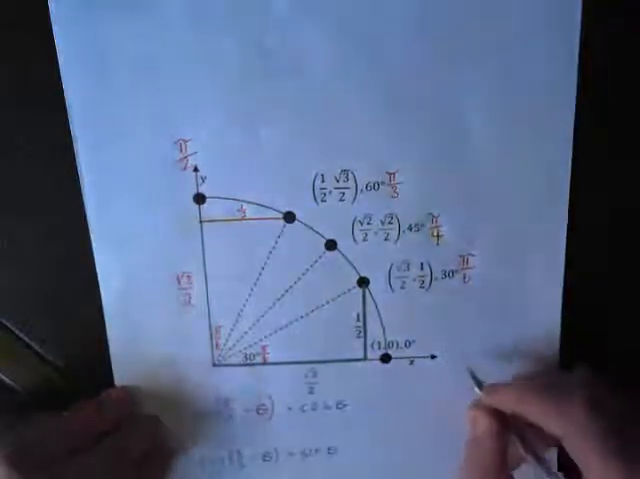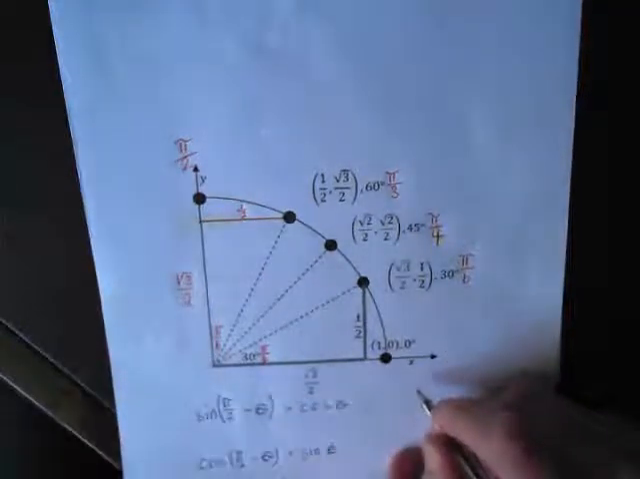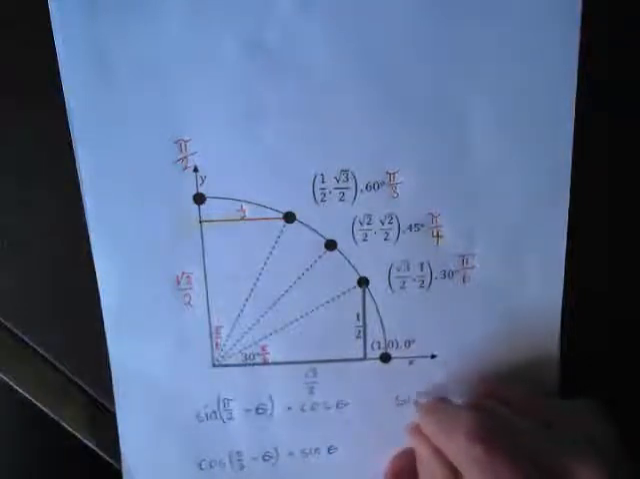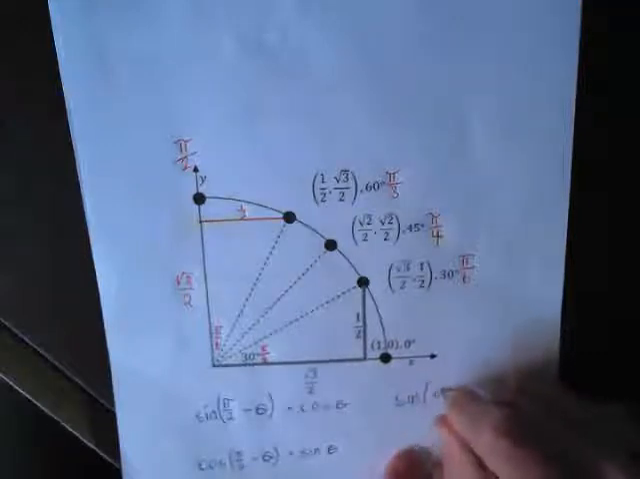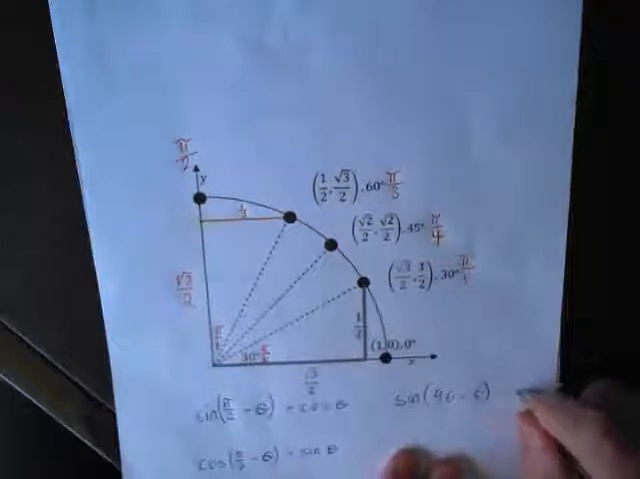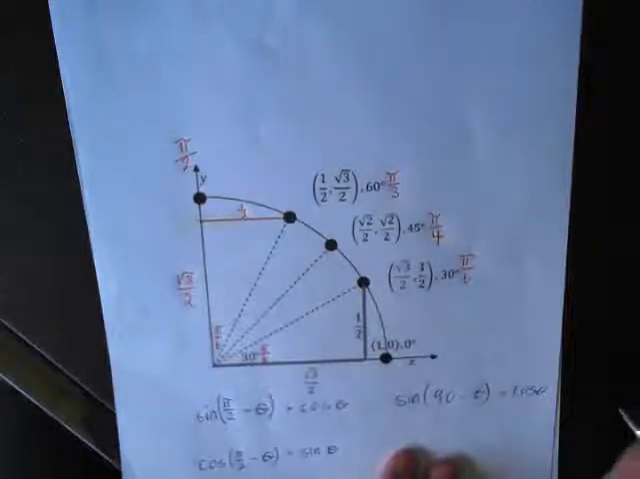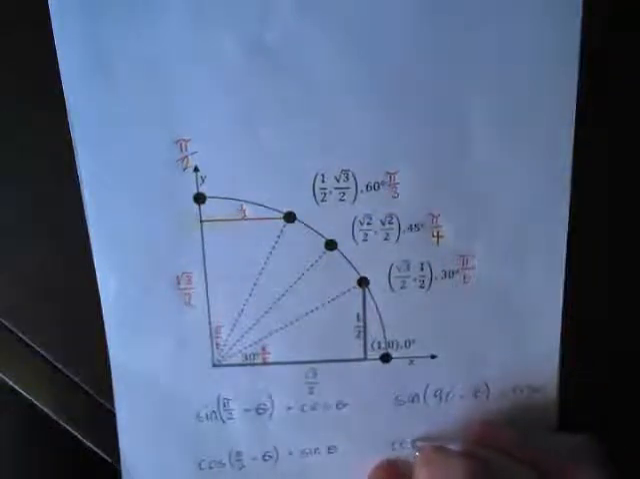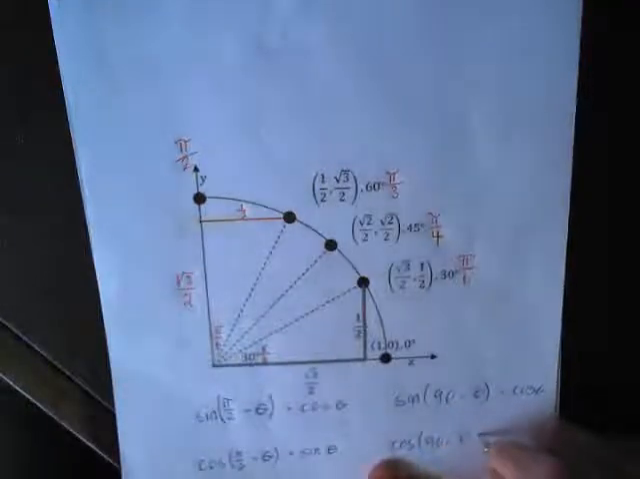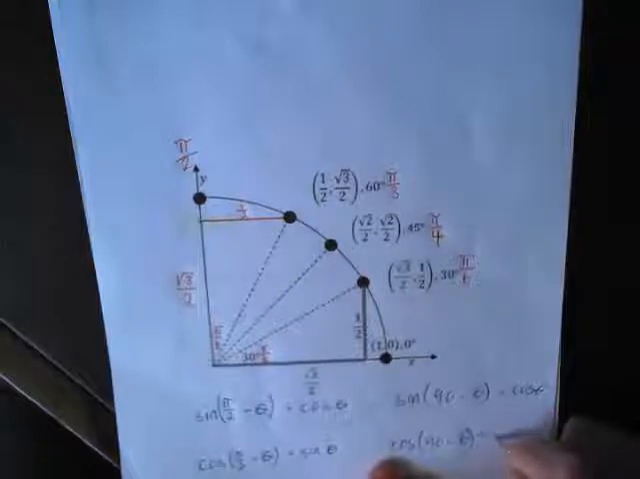A shorthand way of writing this is that it's actually easier to see if you write this with degrees rather than radians. Sine of 90 minus theta equals cos theta. And cos of 90 minus theta equals sine theta.